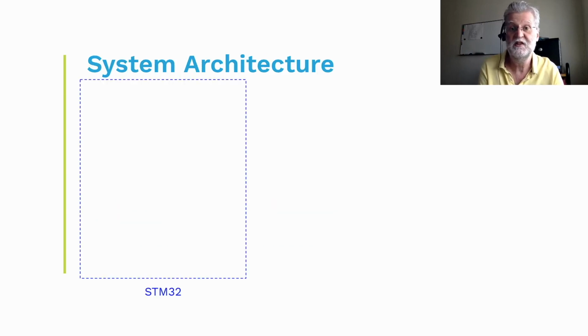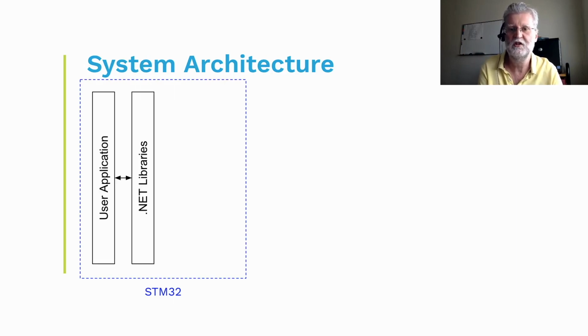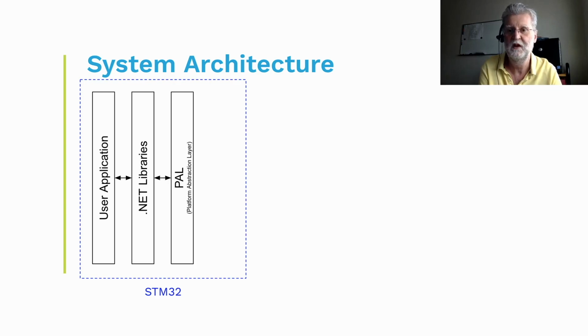So let's have a look at the system. As mentioned before, we'll start off with the STM32. This is running your application within the context of the Mono runtime system. So the .NET libraries that I've highlighted here will be part of the Mono runtime. And the Mono runtime itself also contains something called a platform abstraction layer. This platform abstraction layer acts as an interface between Mono and the underlying operating system, and the operating system in our case is Nuttx.